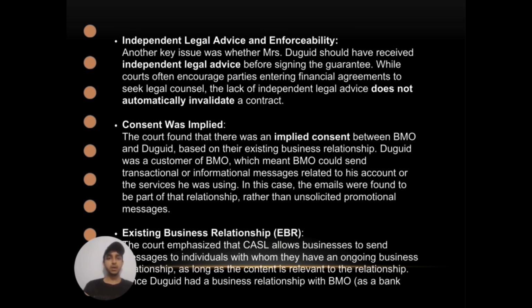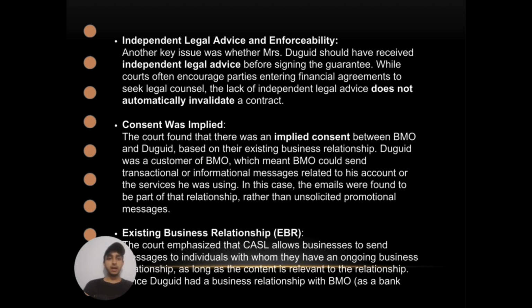Independent legal advice and enforceability. Another key issue was whether Mrs. Duguid should have received independent legal advice before signing the guarantee. While courts often encourage parties entering financial arrangements to seek legal counsel, the lack of independent legal advice does not automatically invalidate a contract.